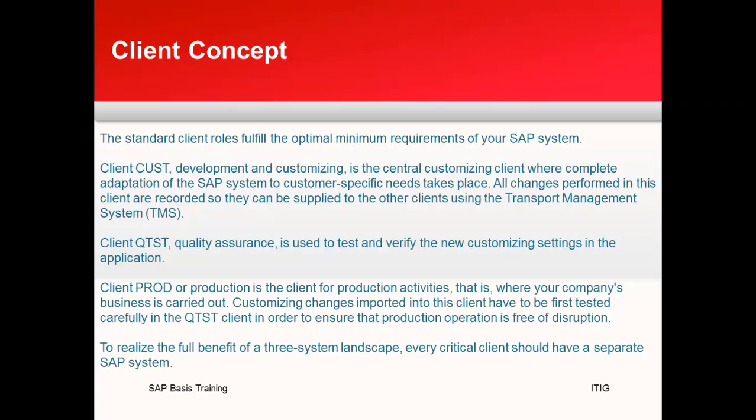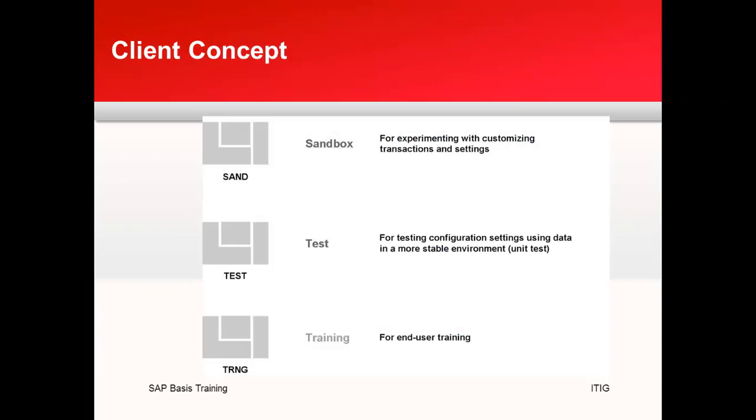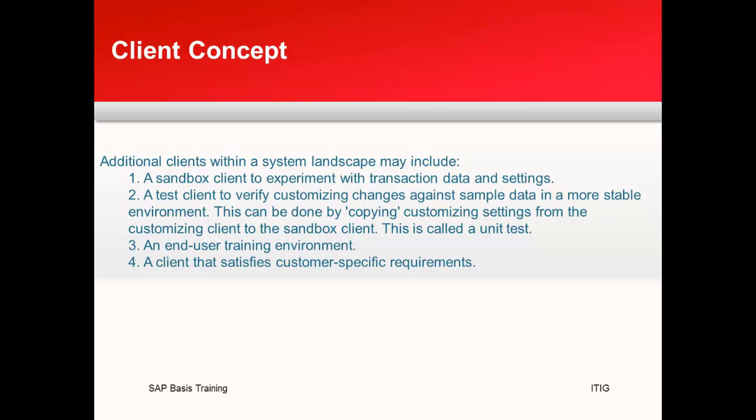To realize the full benefit of a three-system landscape, every critical client should have a separate SAP system. Okay, so these are the other clients, like you have sandbox, test, training. Additional clients within an SAP landscape may include a sandbox client to experiment with transactional data and settings, and a test client to verify customizing changes against sample data in a more stable environment. This can be done by copying customizing settings from the customizing client to the sandbox. This is called a unit test. Then an end user training environment, a client that satisfies customer specific requirements.